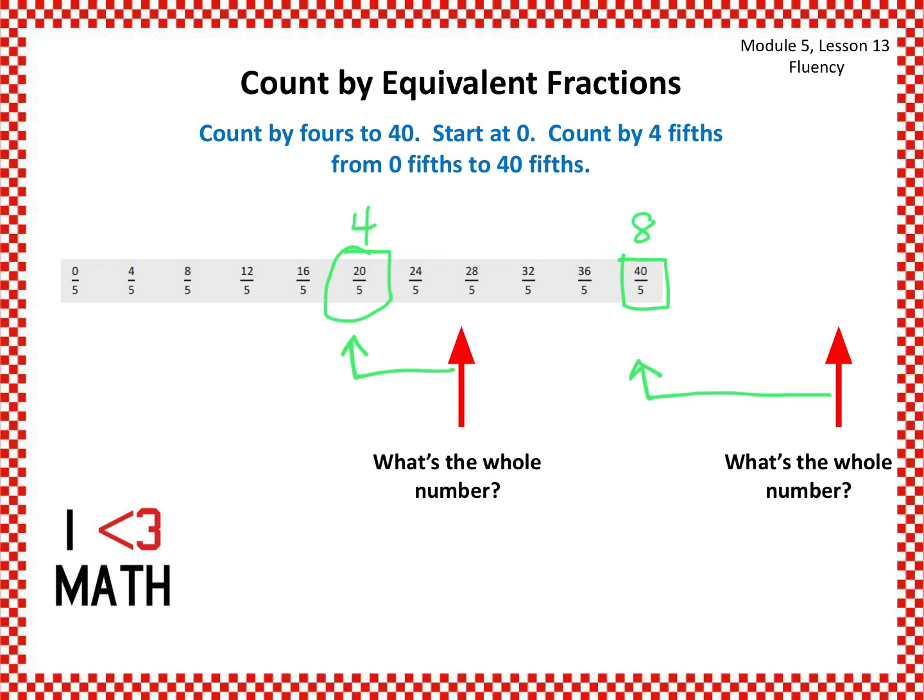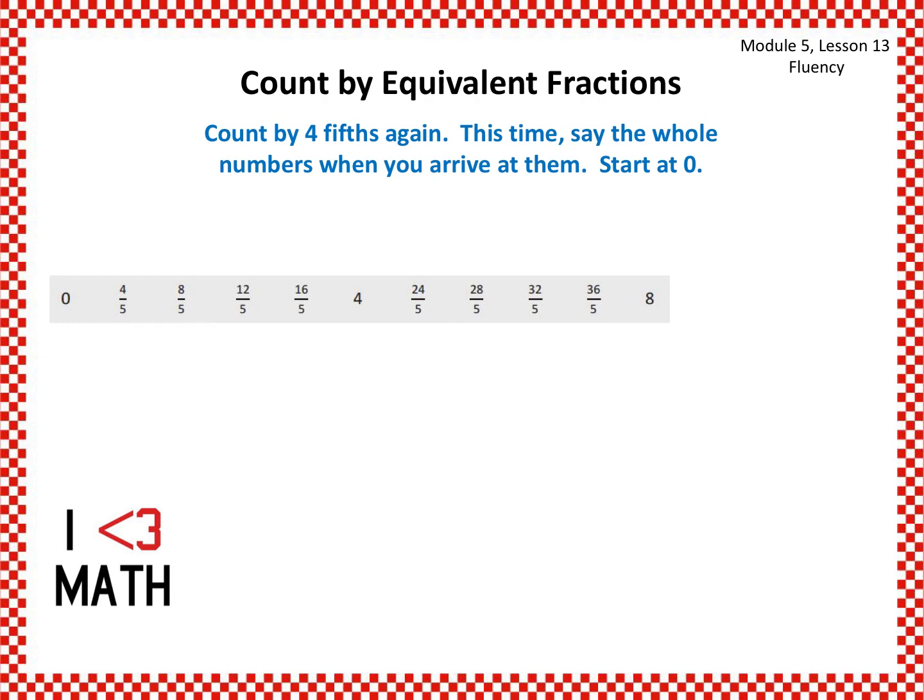A fraction is basically a division problem. And you can say your top number, or the numerator, divided by the denominator. All right, so we're going to count again. This time when we get to those whole numbers, we're going to say the whole numbers instead. So we'll start right here at 0. Here we go. 0, 4/5, 8/5, 12/5, 16/5, 4, 24/5, 28/5, 32/5, 36/5, 8.